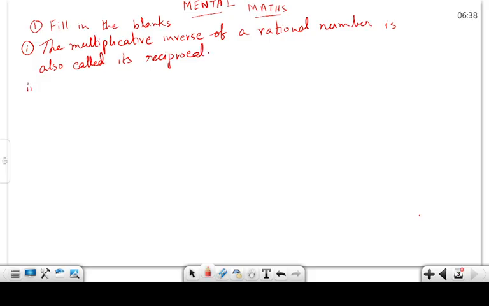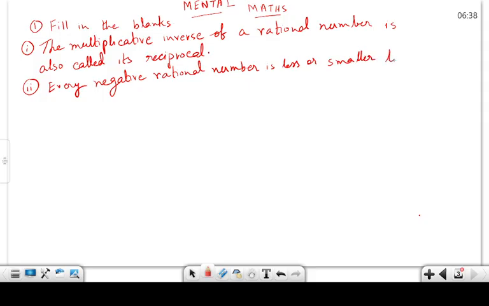Number 2: every negative rational number is less than or smaller than 0.